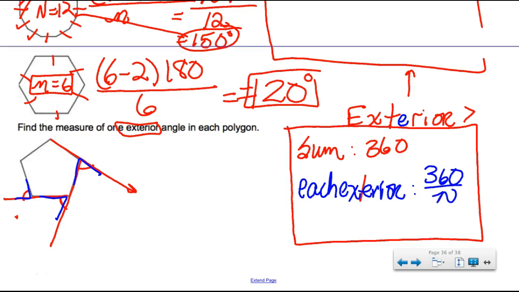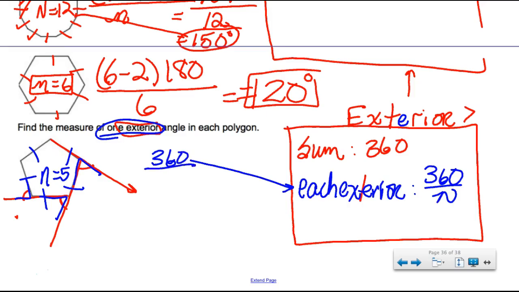So when this one says find the measure of one exterior, I just, again, count 1, 2, 3, 4, 5 sides, find my n, write it inside of here, and then I do 360 divided up amongst the 5 angles. So let's go do that. 360 divided by 5 is 72. So each exterior is 72 degrees.